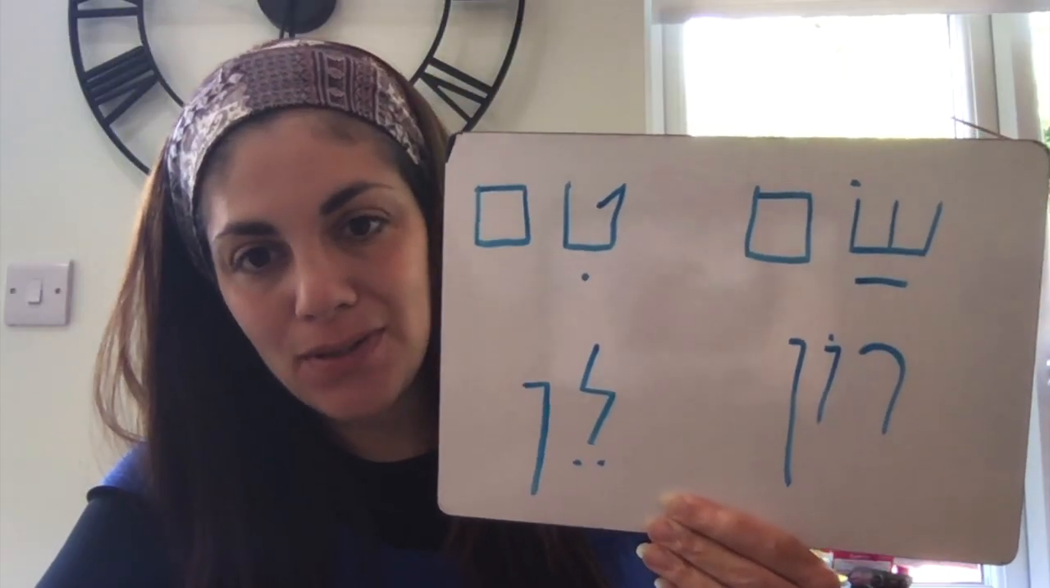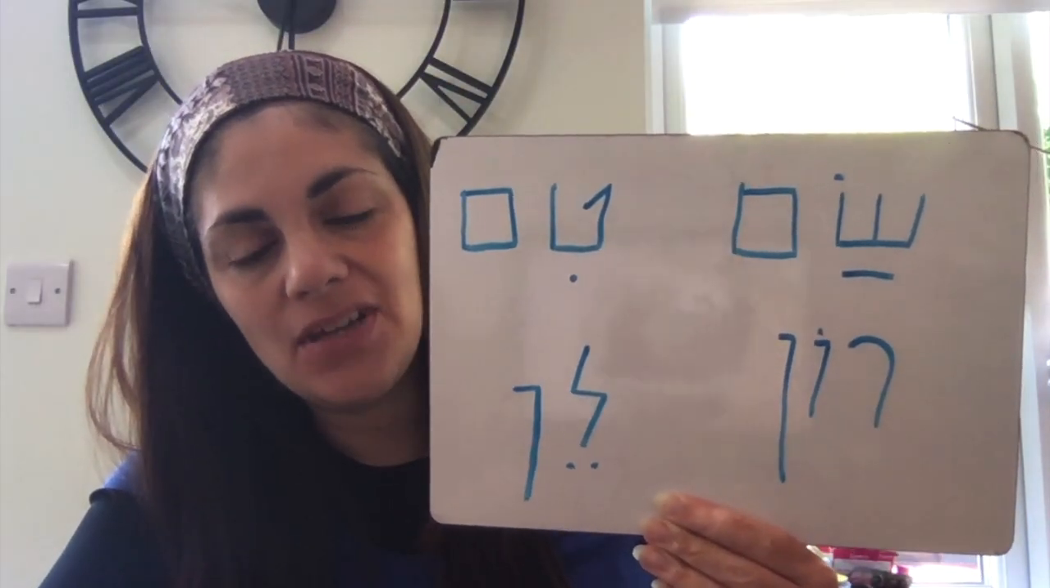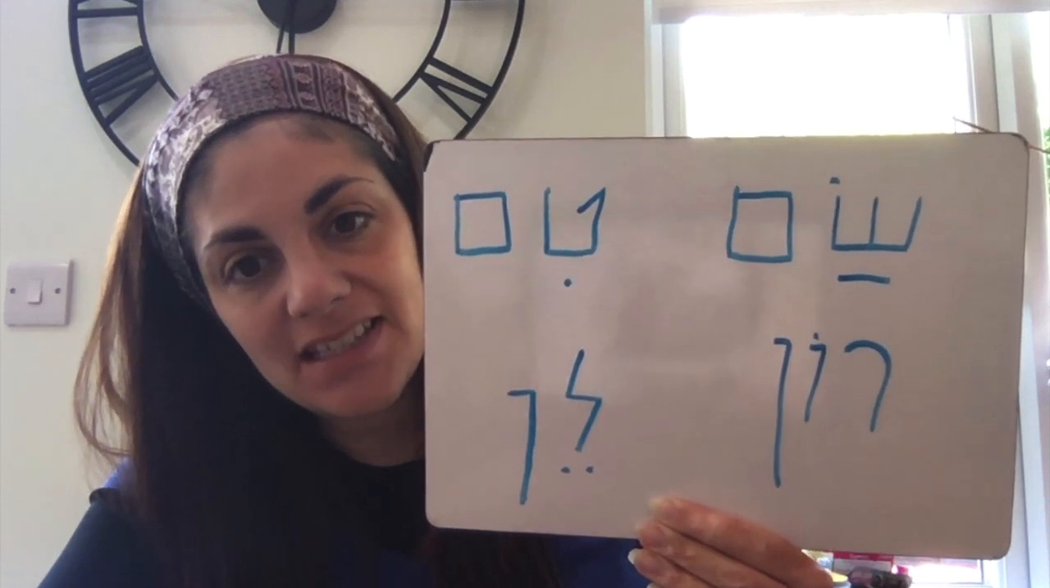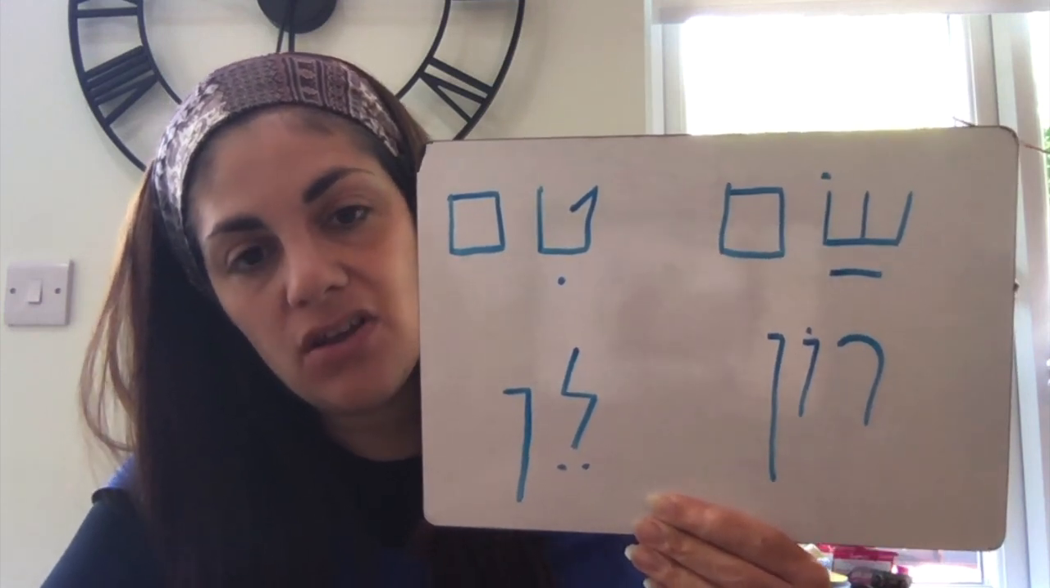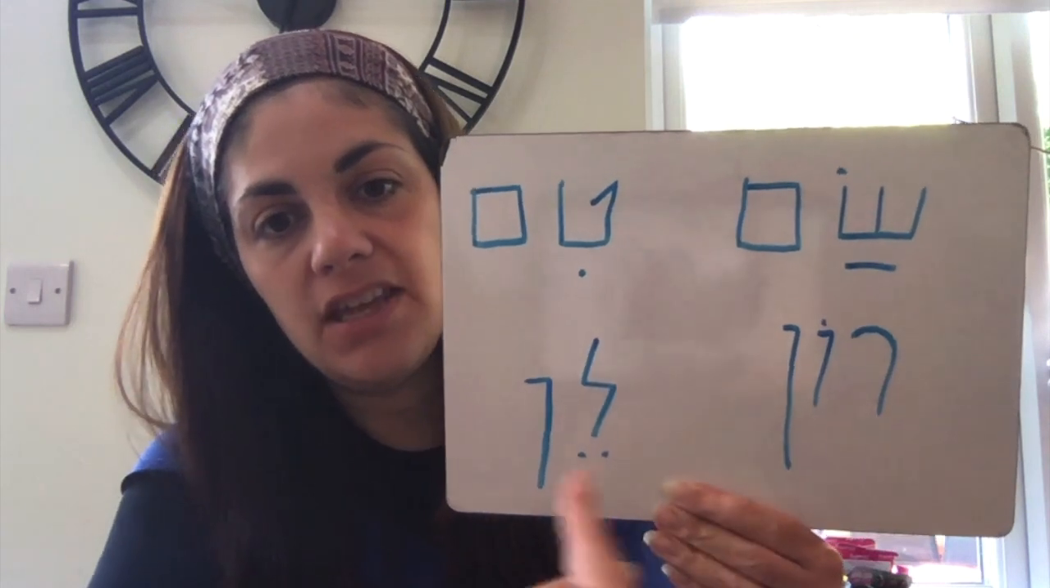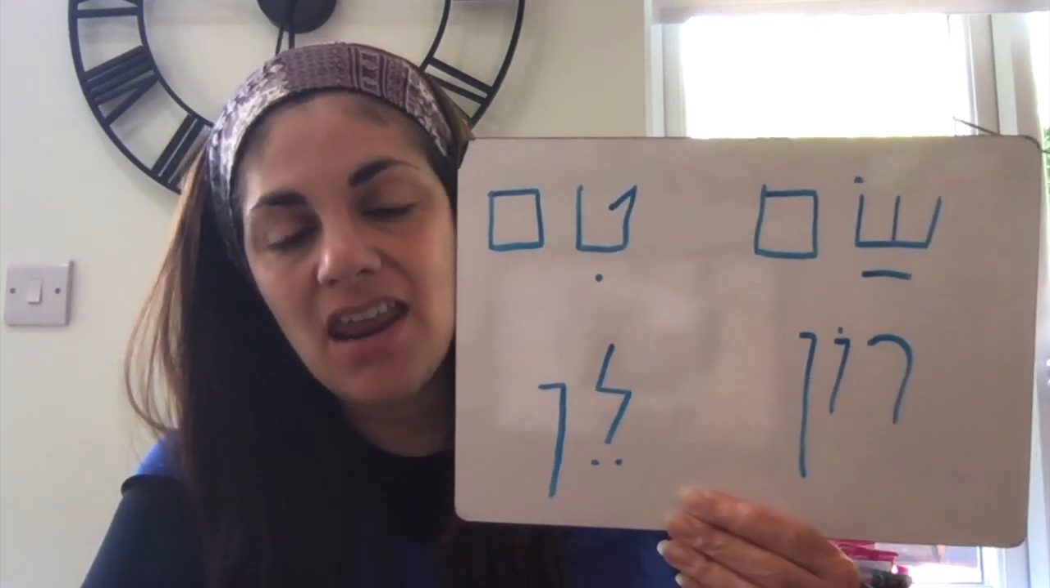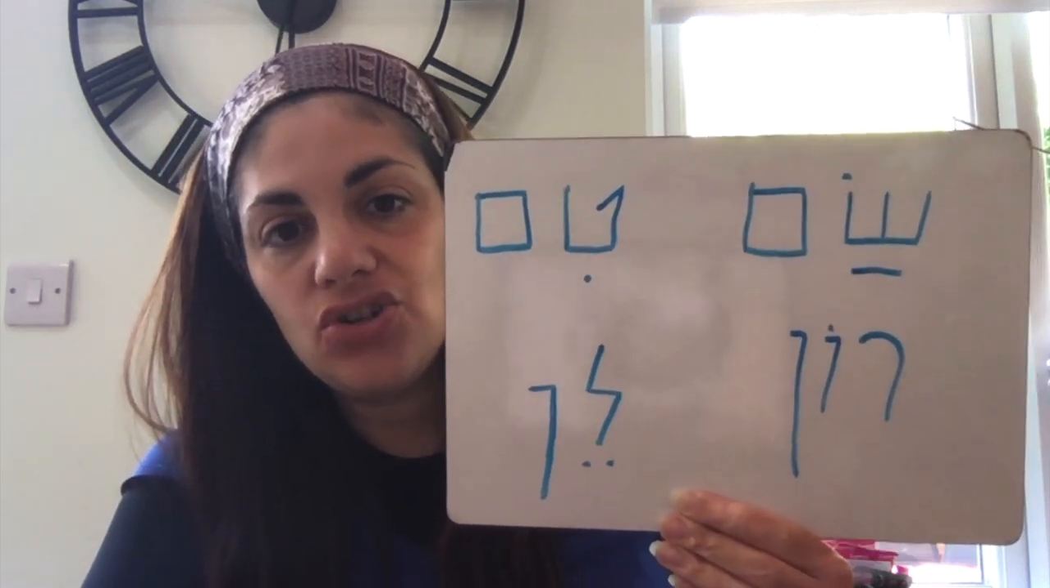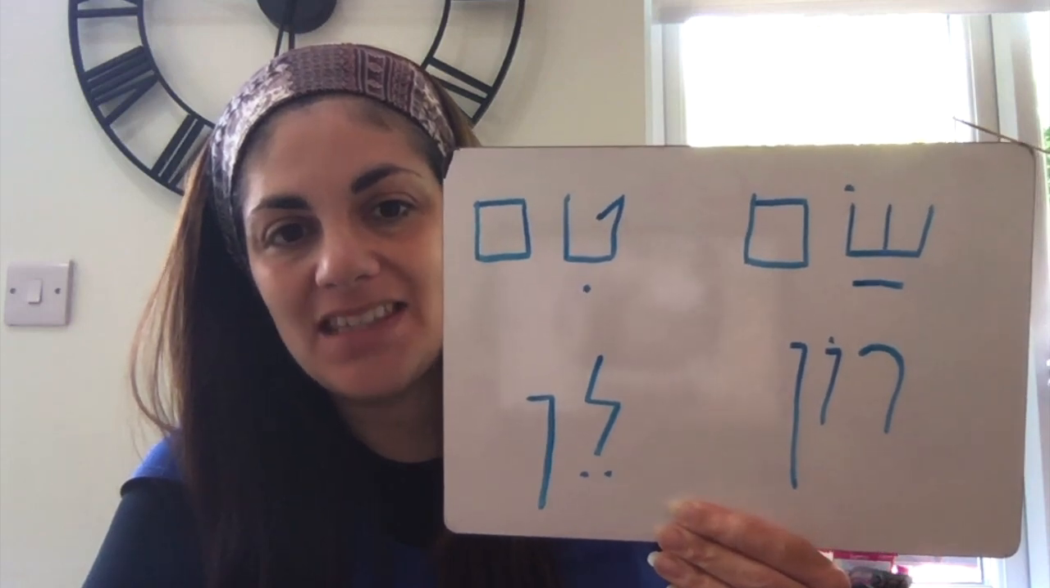Okay, so here's a few names that I have written down to see if you can do some brilliant Hebrew blending. So there are one, two, three, four names, and I'm going to give you a minute to try and work out what they say. Off you go.